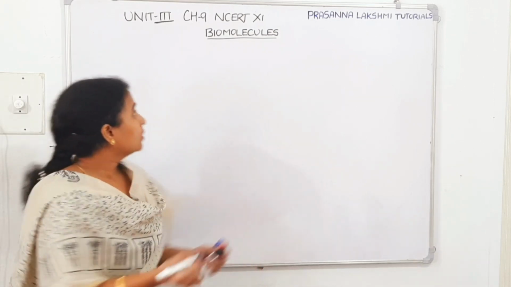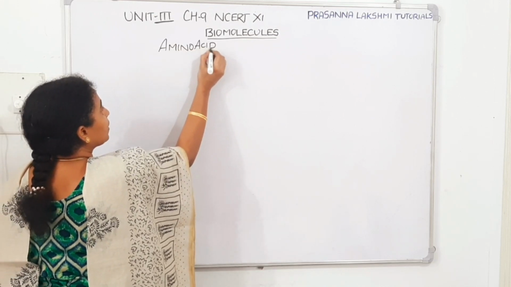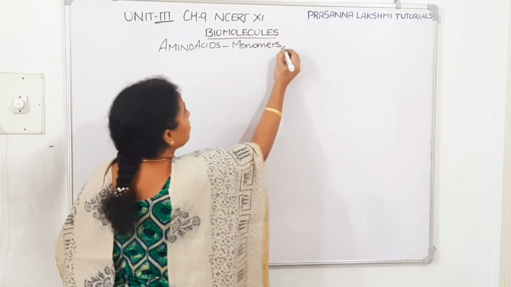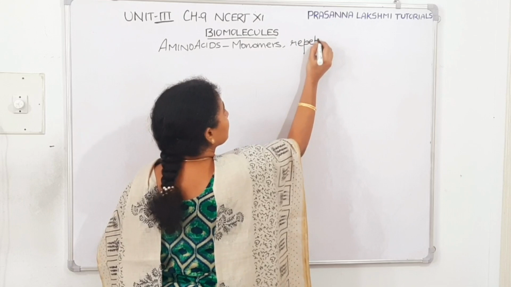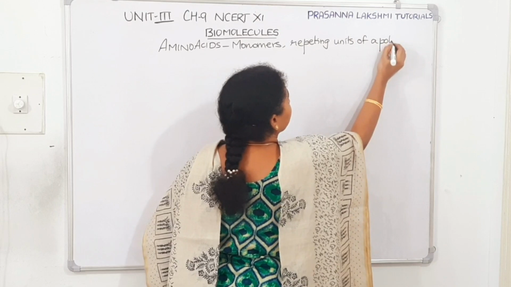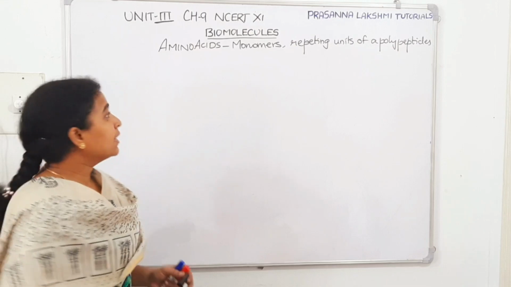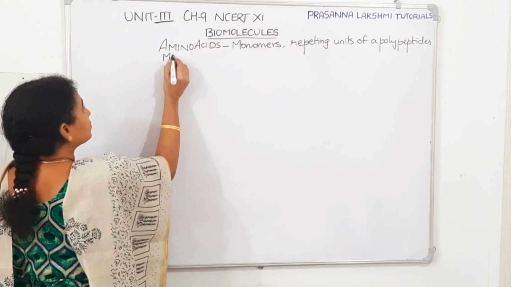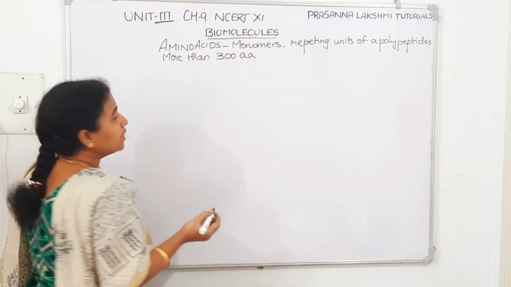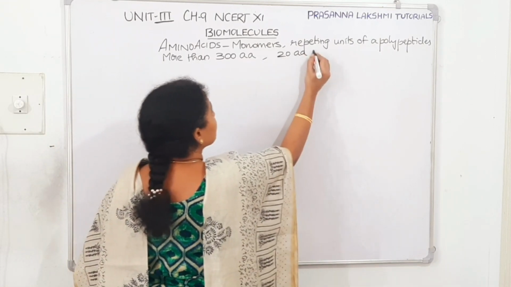Now, we told that amino acids, what are they? They are monomers, meaning they are repeating units of a polypeptide or a protein. How many amino acids are there in nature? More than 200. Sorry, more than 300 amino acids are there. But how many are proteinaceous amino acids, which are found in proteins? Only 20 amino acids are proteinaceous.